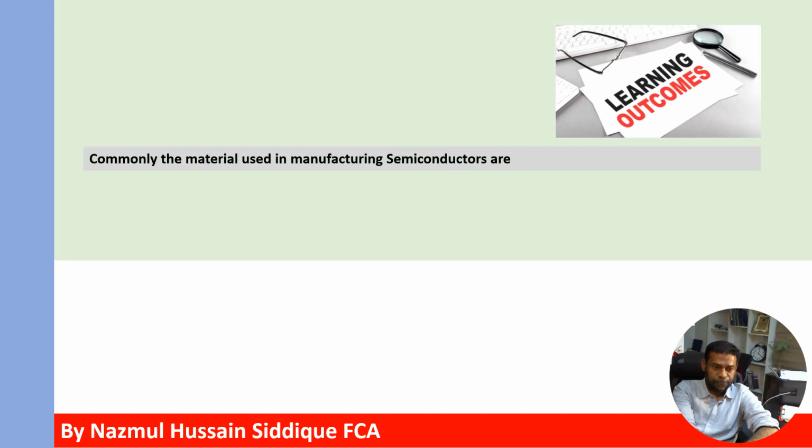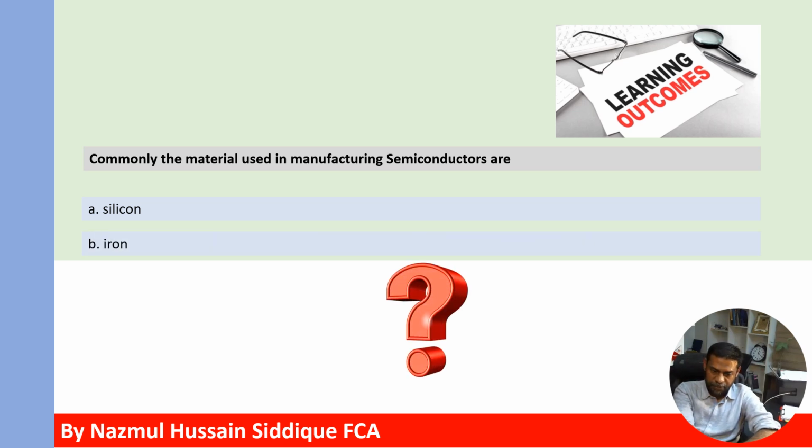Next question. Commonly, the material used in manufacturing semiconductors is silicon or iron. Which one is the correct answer? Correct answer is A. Silicon. Commonly, silicon is used to manufacture semiconductors.